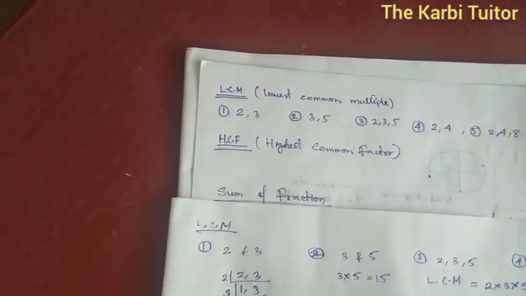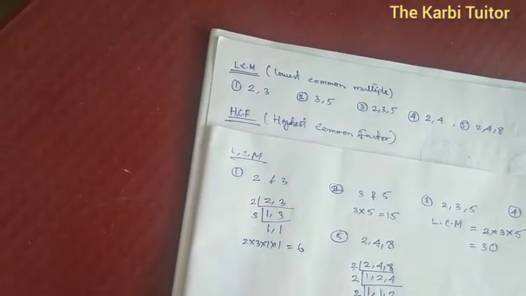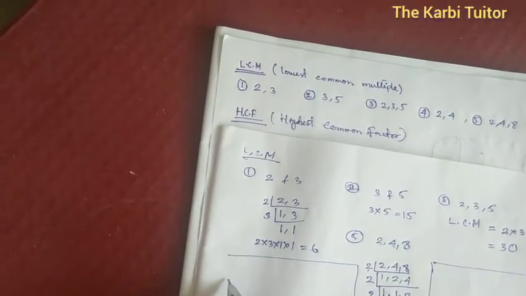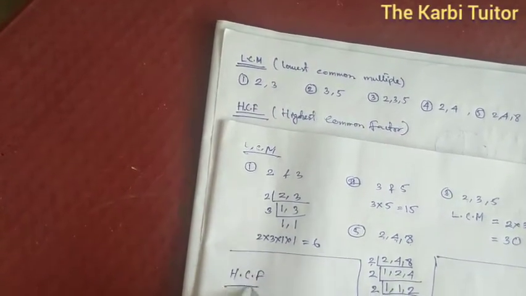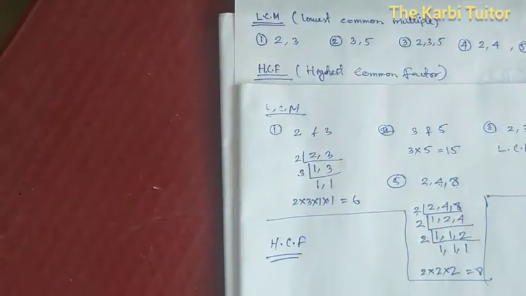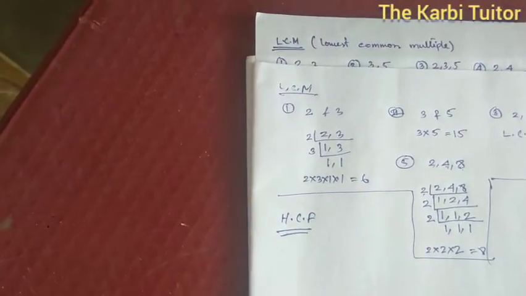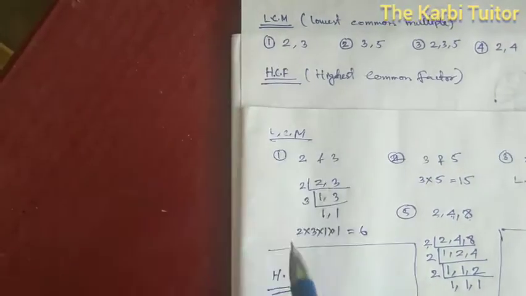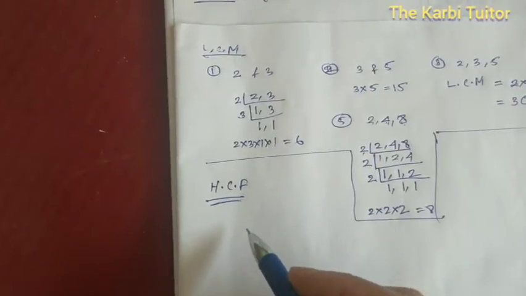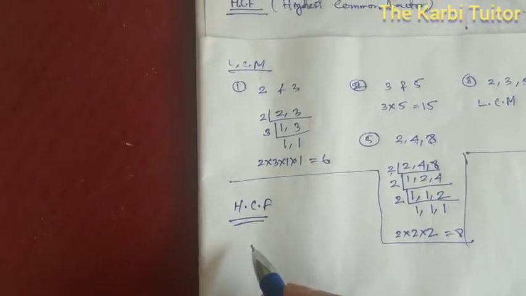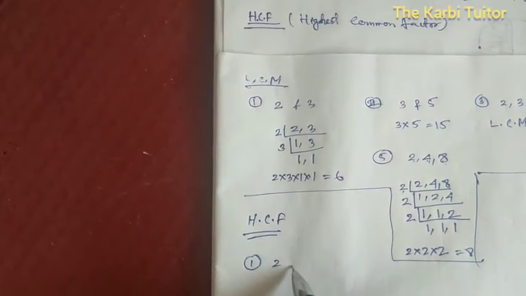Then next is HCF, that means highest common factor. How will we find the highest common factor? Okay, let's see the highest common factor of 2 and 3. Here we have to list down all the factors. So HCF of 2 and 3.